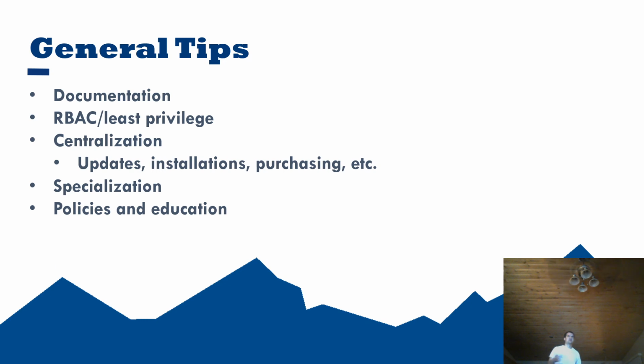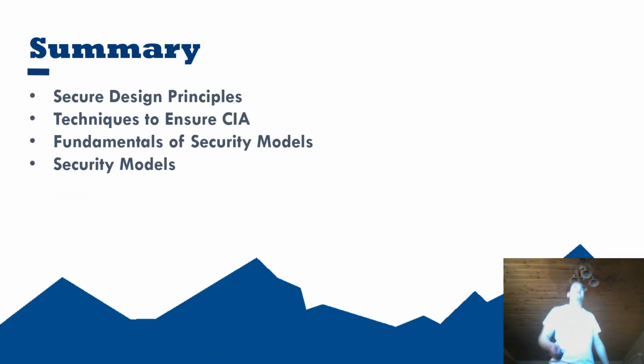Specialize in different tasks. Use role-based access control. Centralize whatever you possibly can, because it's going to greatly reduce your cost. It's going to provide a better experience overall, and it's going to be more secure. So, those are the basic things we're going to cover today. Just kind of wrap things up. We talked about secure design principles, talked about techniques to ensure the CIA Triad, talked about fundamentals of security models, as well as security models themselves.